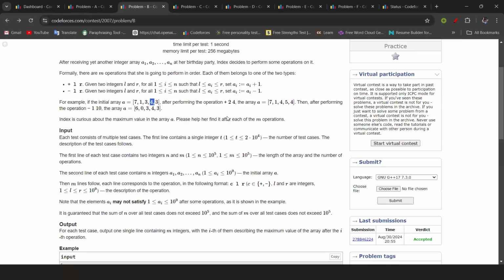Now, Index is curious about the maximum value in the array, and asks us to help find it. We are given an initial array and then m operations that we perform. After every operation we need to find the maximum value in the current array. Let's first look at the first example.